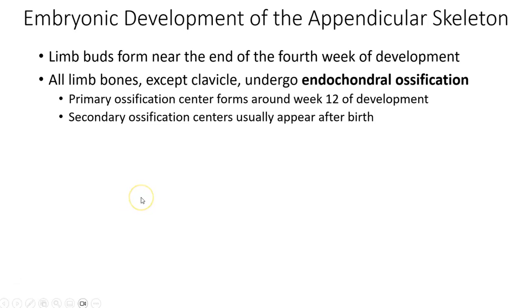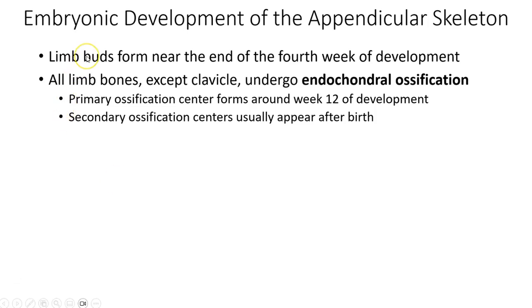And so that endochondral ossification, if you remember, has primary and secondary ossification centers. Those primary centers are going to be towards the center, that middle portion of those long bones, to form that medullary cavity mostly. And then the secondary ossification centers appear at the ends, the proximal and distal ends of those bones. So we see those primary ossification centers appearing around week 12 of development.